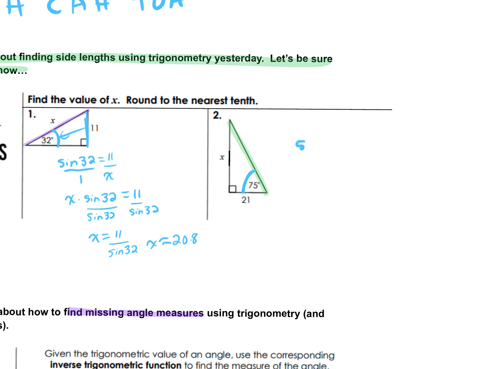Tangent. Whoops, I'm still writing sine. All right, Ireland, we want it to be a tangent, don't we? So it's tan of 75 degrees is equal to x over 21. Now the x that we're solving for is in the numerator, which is nice, because in terms of solving, we're just doing 21 times the tangent of 75 degrees to get our value. And that gives us 78.4.